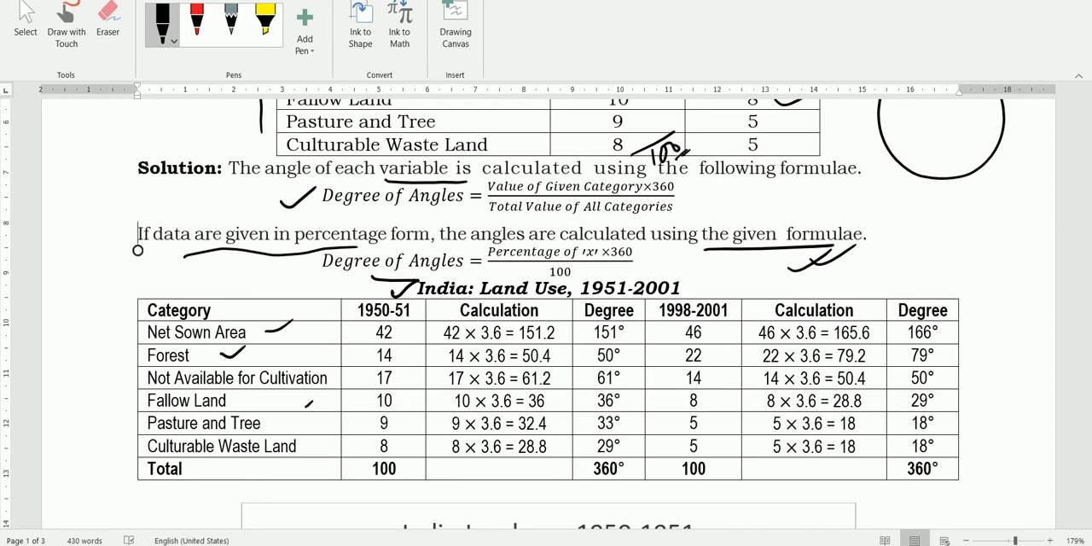Applying the formula, here 42 multiplied by 3.6, that is 360 divided by 100, which is 3.6. So 42 multiplied by 3.6, we get the value 151.2 degrees, and it is rounded to 151.